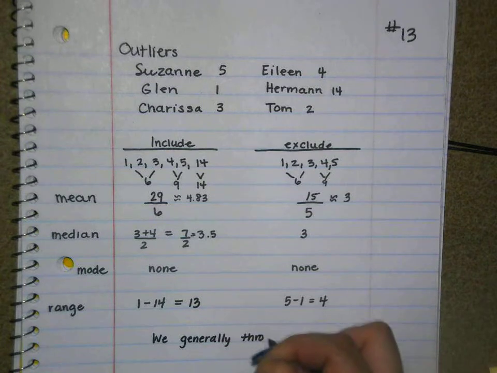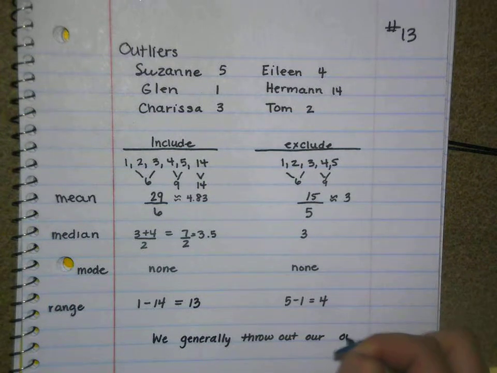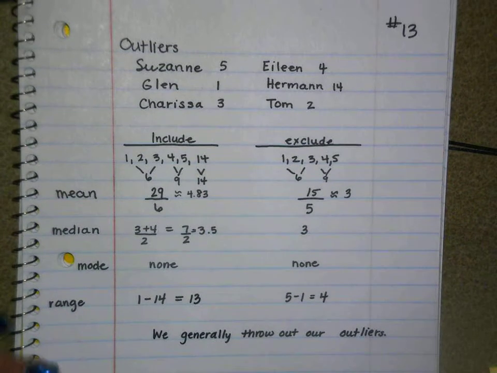So we generally throw out our outliers. Okay, and that's kind of what we want to look at with our data, is what we do with those outliers. So I'm going to look at some homework for you, because that is the end of this mean, median, and mode section. This was 11.2 in your workbook or in your book. Okay, and you're just dealing with mean, median, mode, and range.